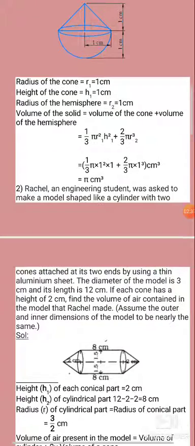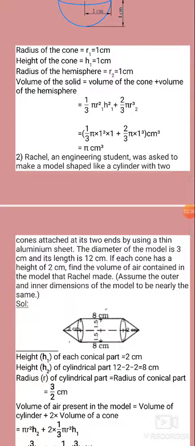Now, what are the conditions given? The height h1 of the conical part is 2 cm. Height h2 of the cylindrical part is equal to the total length of this solid, 12, minus both end cones, 2 cones are there. So, 12 minus 2, the height of the cones we need to subtract. So, what do we get remaining? 8 cm is the height of the cylinder. Now, radius r of the cylindrical part is what? Radius of the conical part, which is the same. Then, 3 is the diameter. So, radius is what? 3 by 2, which is 1.5.